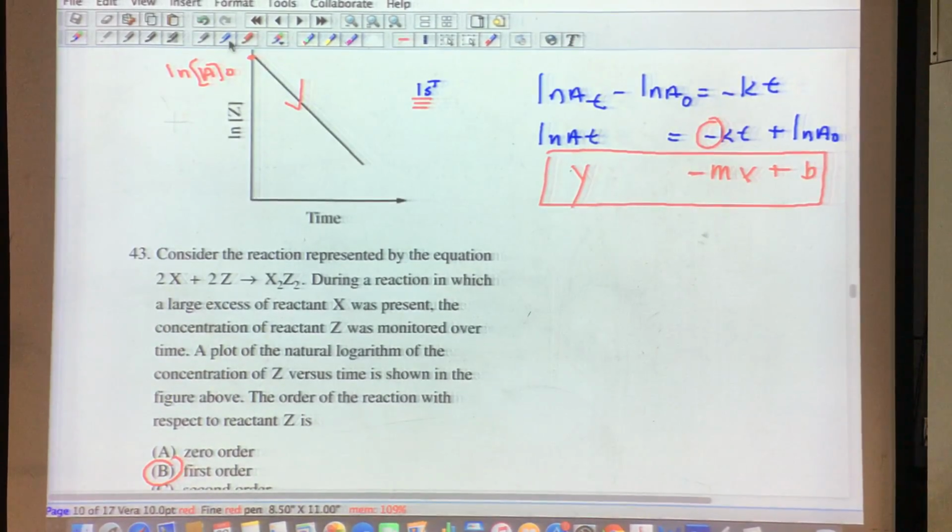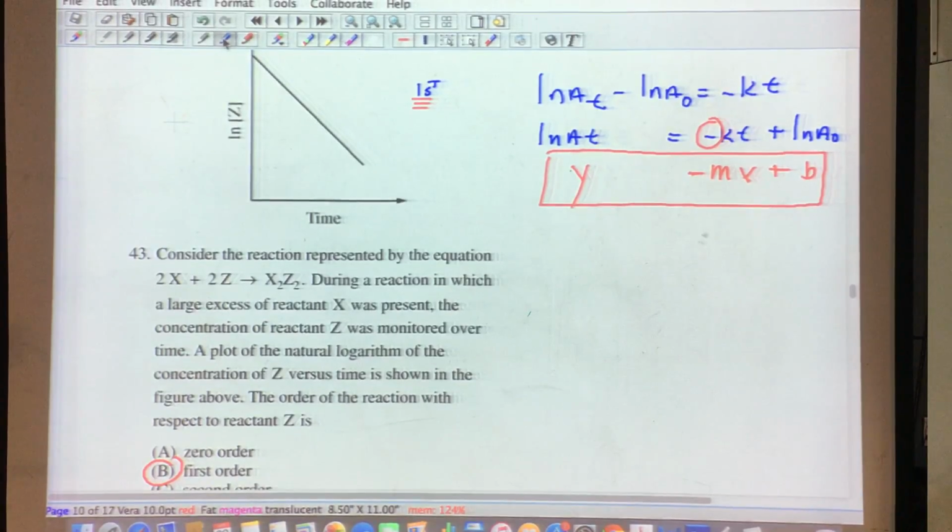Now, if this curve was bending, it would not be first order. That has to be a straight line. Now, what is the only other possibility? Sometimes they ask you to draw this, if it's first order. If you knew it was first order, they ask you to draw it with the correct y-axis. This is a really easy problem. Sometimes they ask you to draw this.